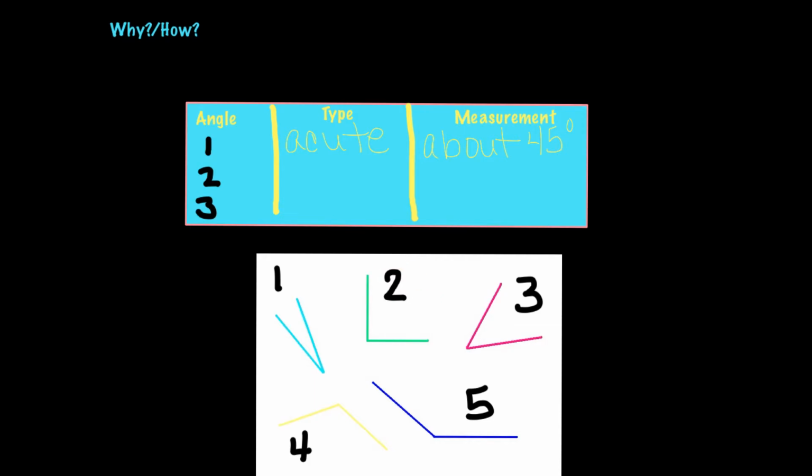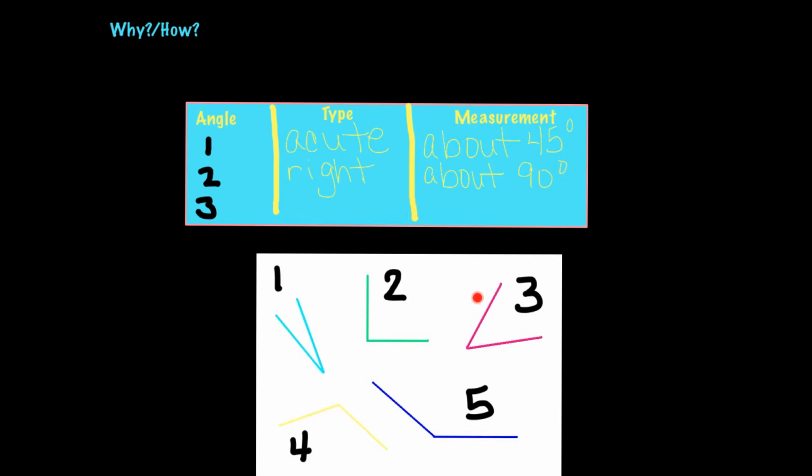So now what you're going to do is take a look at number 2. What type of angle is that? Is it a right angle? Does it make an L? Why, yes, it does. So we're going to put right here for type. And we know that a right angle is 90 degrees, but we don't know for sure because we haven't measured that one. So we're going to say about 90 degrees.